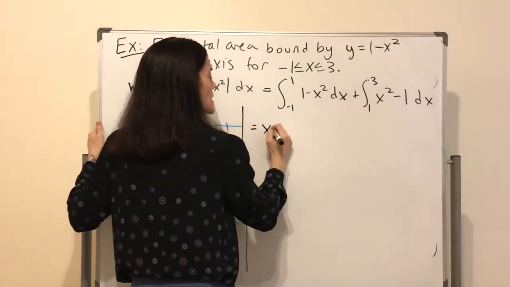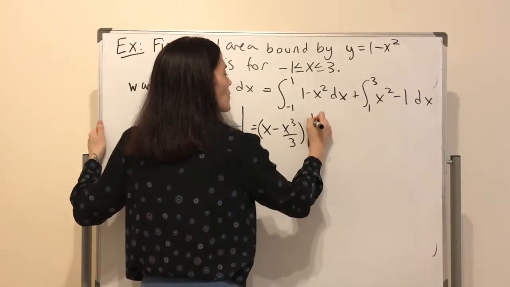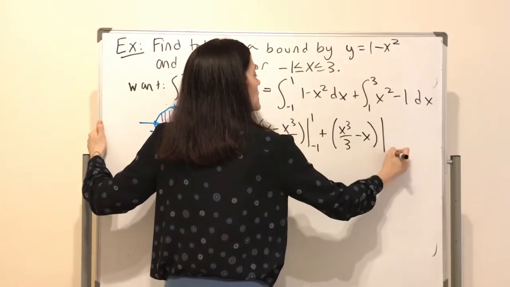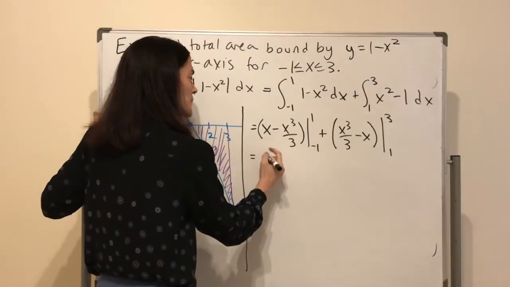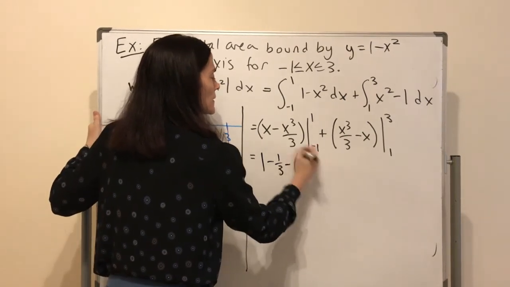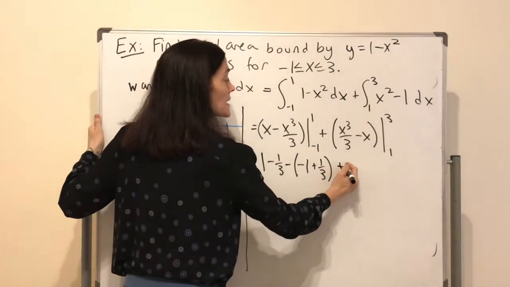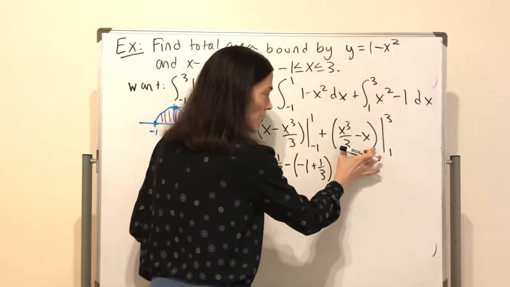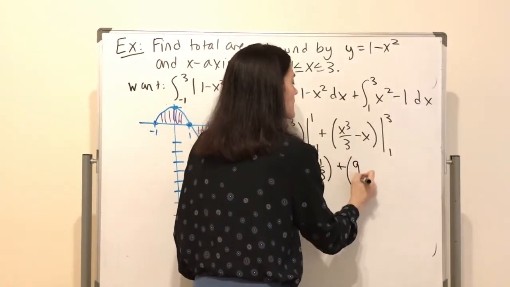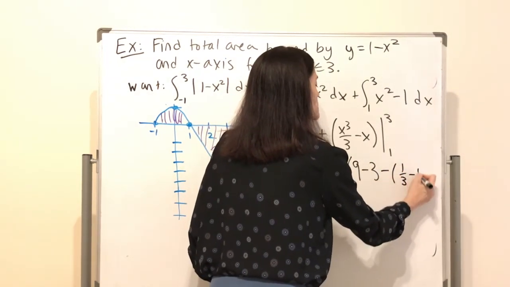Okay, so now let's continue. This is x minus x cubed over 3 between minus 1 and 1, and then we have x cubed over 3 minus x between 1 and 3. Here we get 1 minus a third, and then minus 1 plus a third. That's for this term. And then for this second part, we evaluate at the upper and lower limits of integration and take the difference. We get 9 minus 3, and then subtract off 1/3 minus 1.